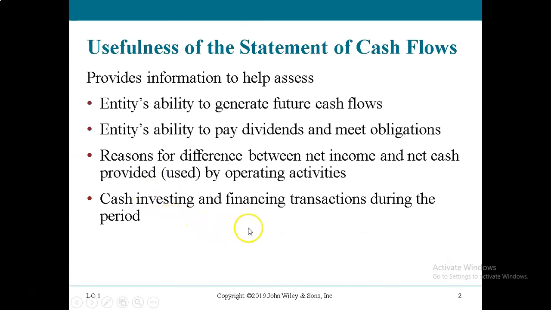So the cash flow statement is important because the cash flow statement discusses all the reasons why cash is coming into a business and all the reasons why cash is going out. So if you have a statement that just discusses how much cash is coming in and how much cash is going out, then you can identify a number of different things. So here we have four things listed.